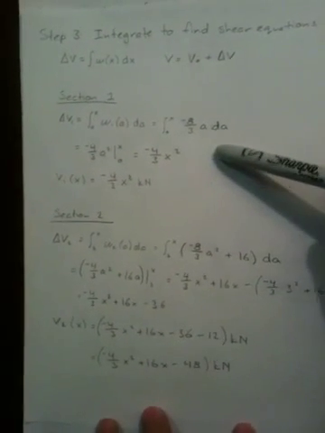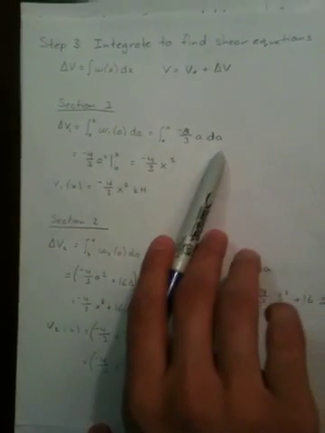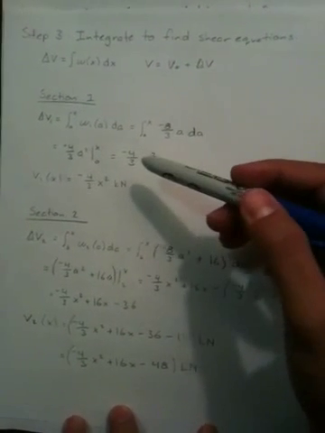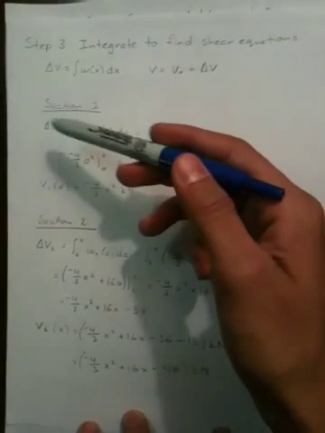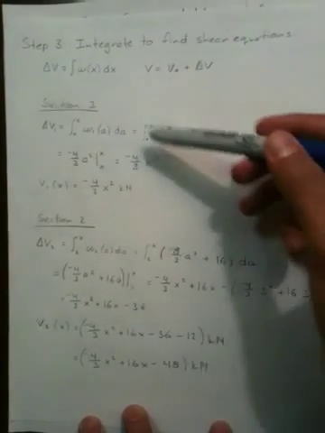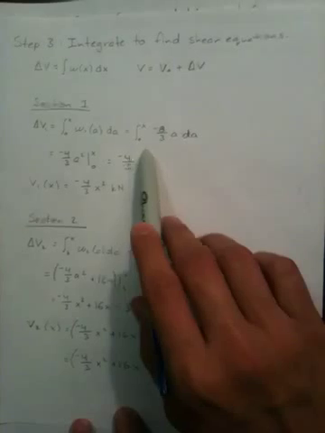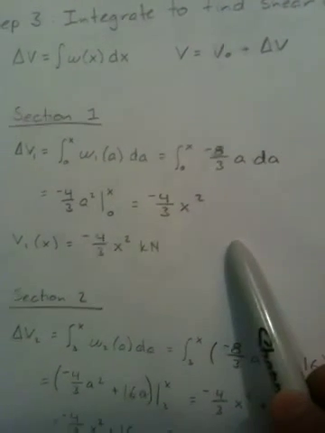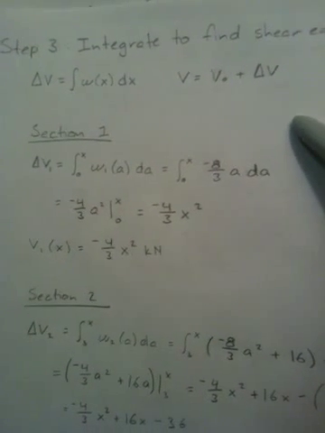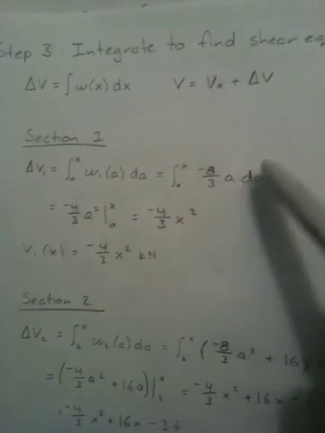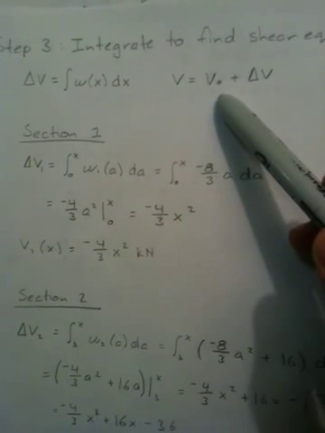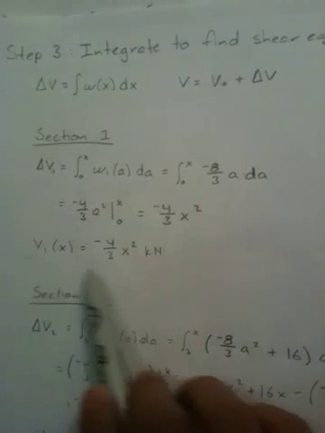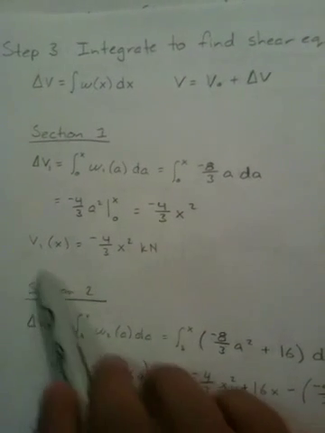For the distributed load on the left, here's how the integration works out. You finally get a change delta V1 is this right here, and since we don't have any point loads, V sub 0 is 0. Therefore we get the shear equation as such.